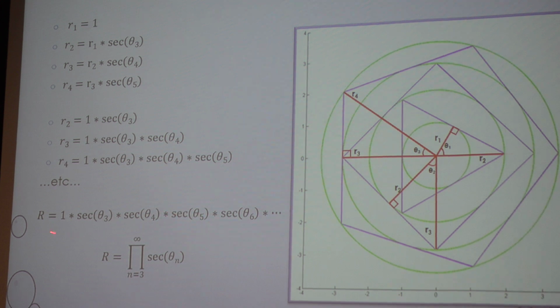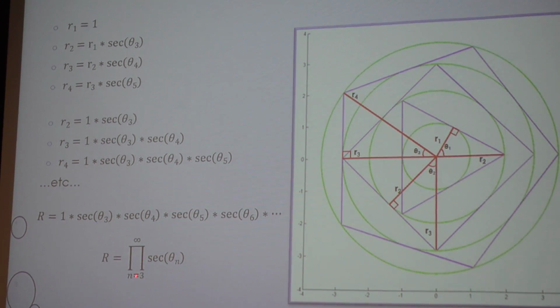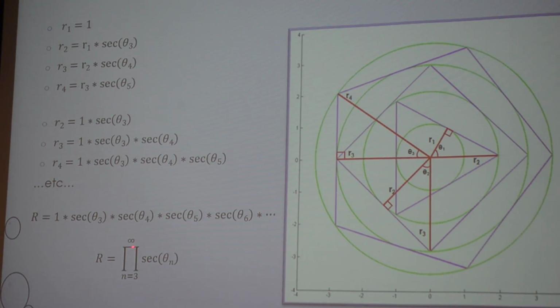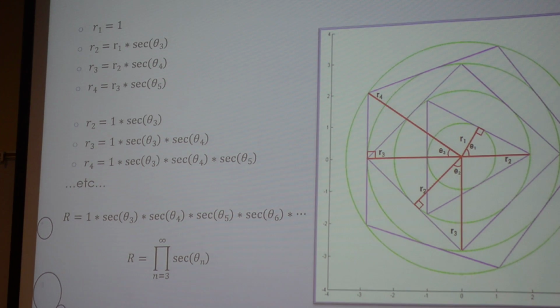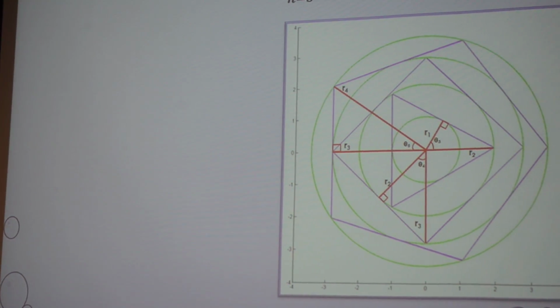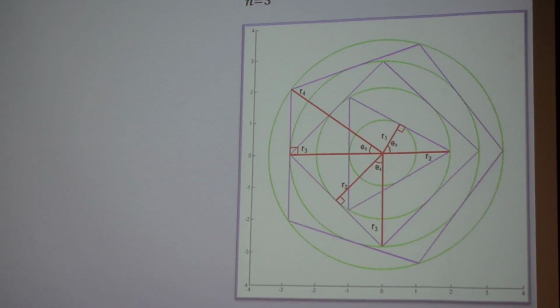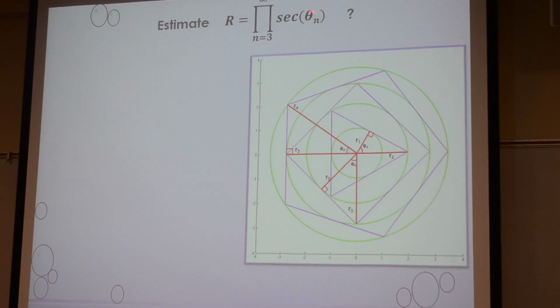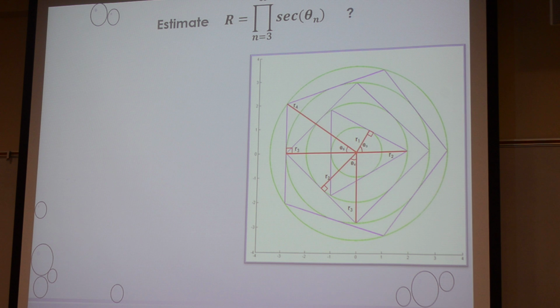So we can write it as a product of the secant of angle n, starting from n equals 3 to infinity. So how do you estimate the radius of the product of secant of the multiple angles starting from n equals 3?